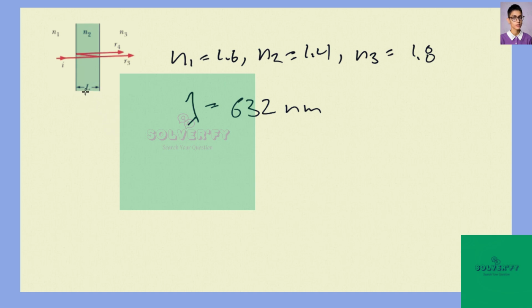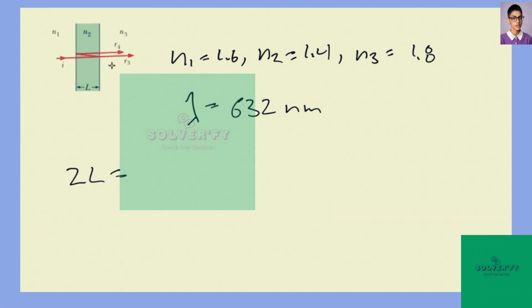And specifically, I said they want us to find which thickness will result in destructive interference. Well, there's multiple thicknesses that'll do this, and they want us to find the second smallest thickness. So in order to get destructive interference, this extra distance traveled by this ray that's labeled R4 here, well, that distance is twice this thickness L, so that's 2L.